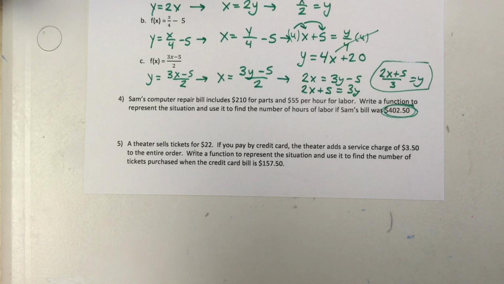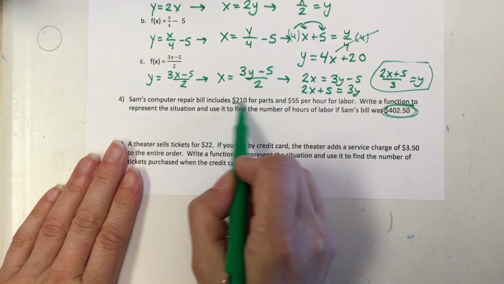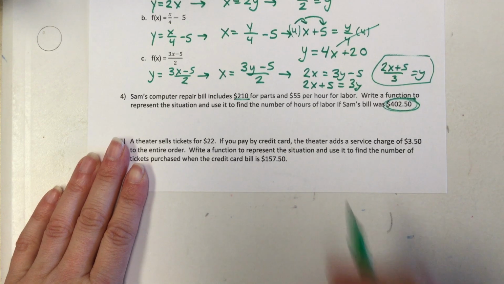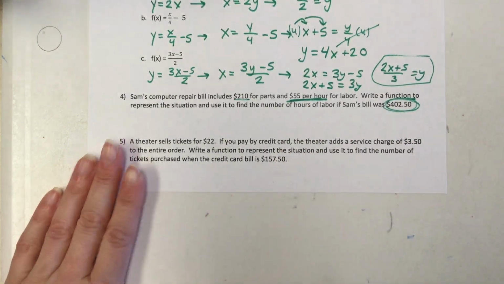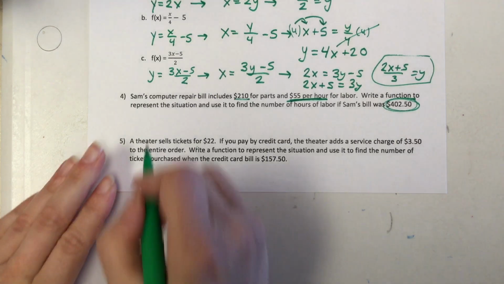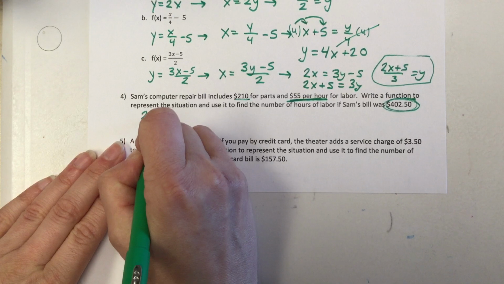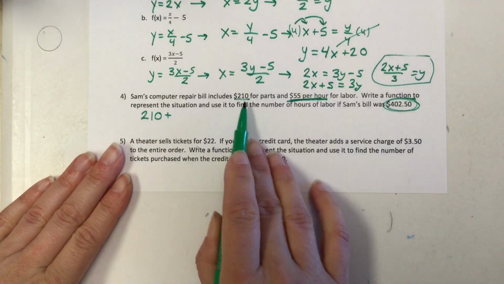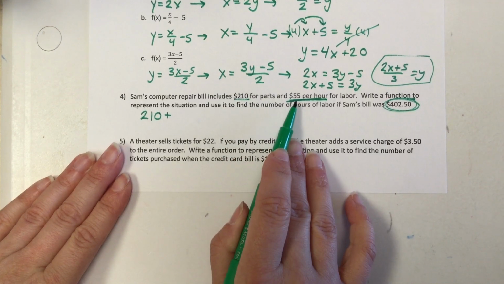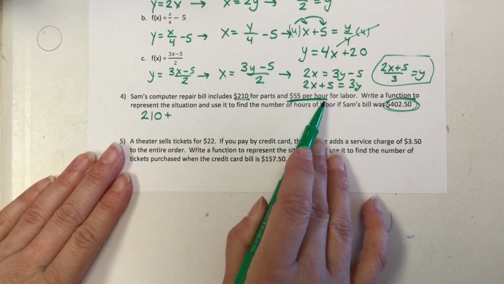okay? Sam's computer repair bill, it includes $210 for parts. So that's what Sam has to pay for parts. Then it's $55 per hour of labor. Write a function to represent the situation and then use it to find the number of hours of labor if Sam's bill was $402.50, okay? Now $210, that is a constant bill, okay? That's just the parts. Your variable goes with, it's $55 per hour.